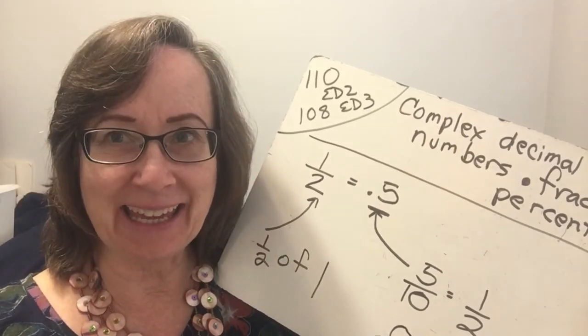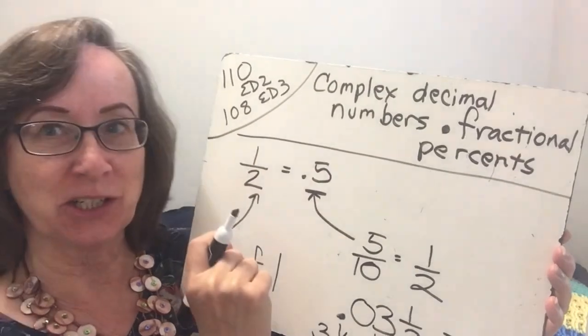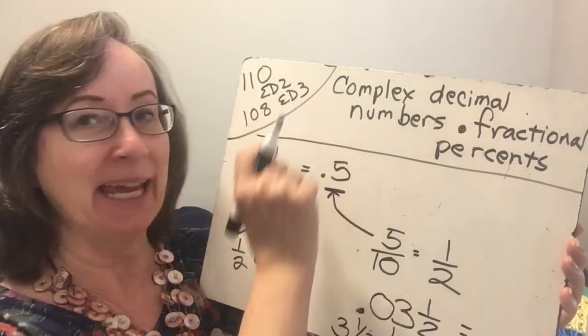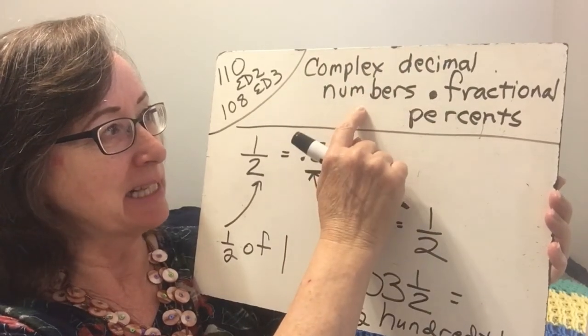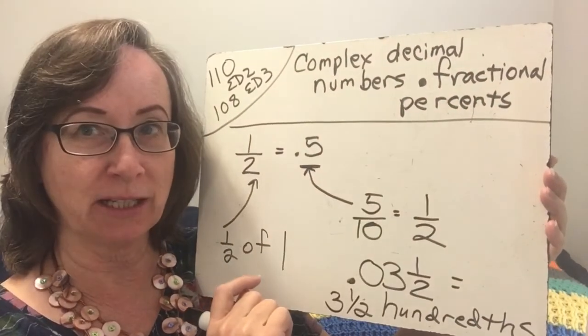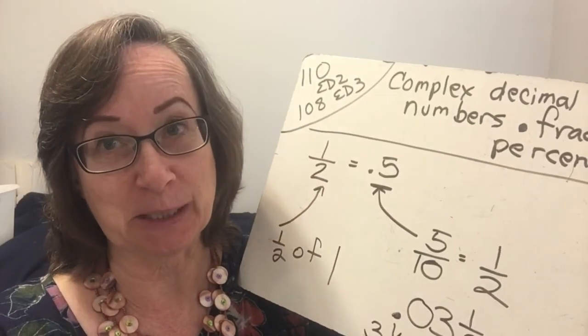And today we're going to be working on 110 in addition 2 and 108 in addition 3. And we're talking about complex decimal numbers and fractional percents.